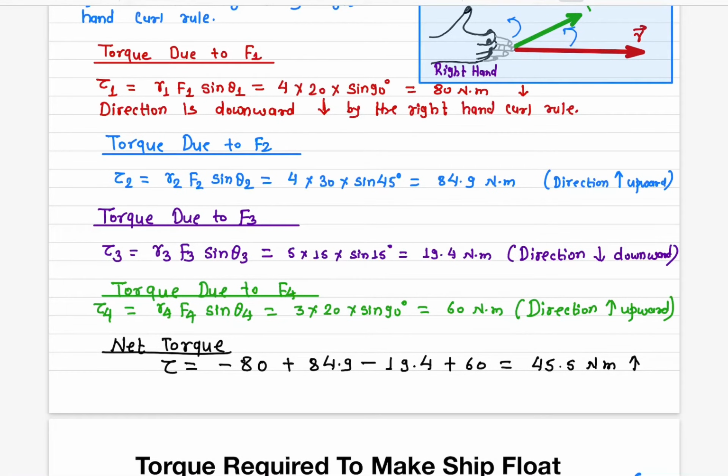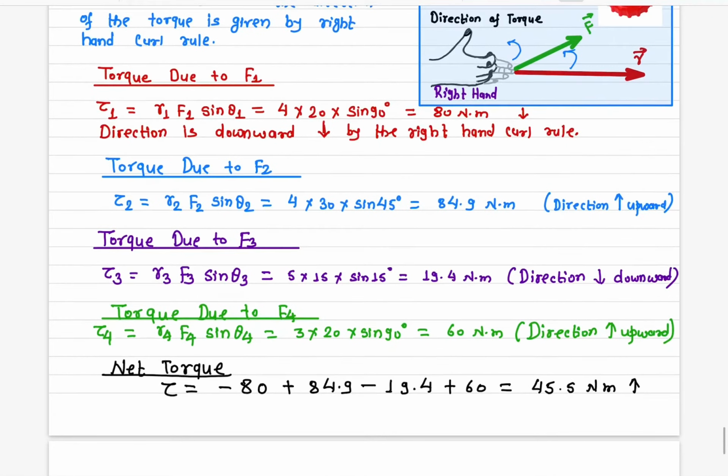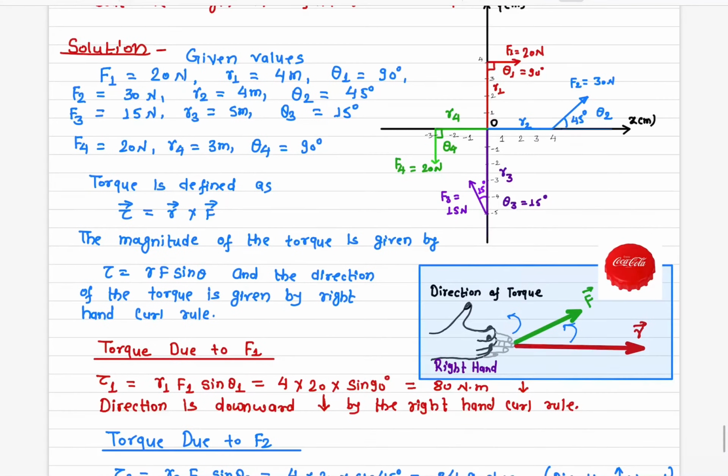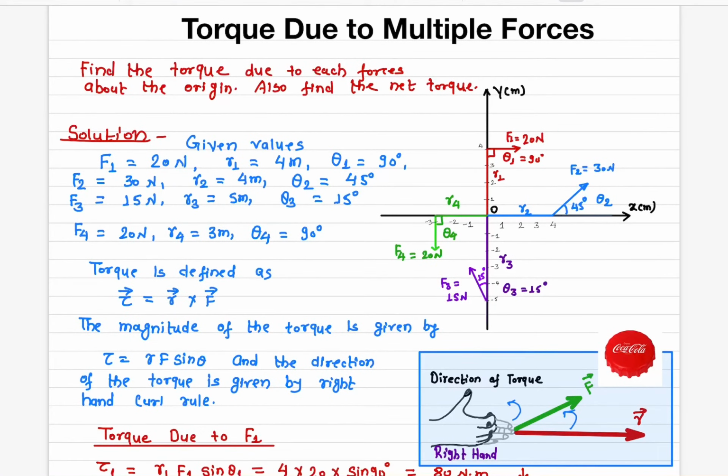The total torque now, the net torque, is given by adding all the upward torque and the downward torque. The downward we take as negative, and the upward is positive. This is downward, so it's negative, and this is upward, so it's positive. So the total net torque is 45.5, and it is in the upward direction. That means with all these forces, if you have this cap here, it will move in the upward direction. So this is how you calculate the torque due to multiple forces.